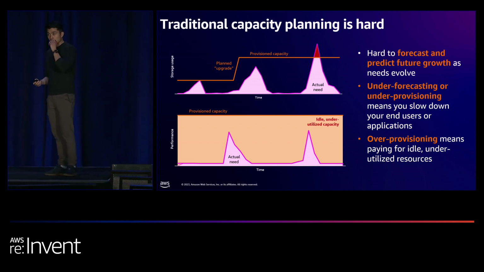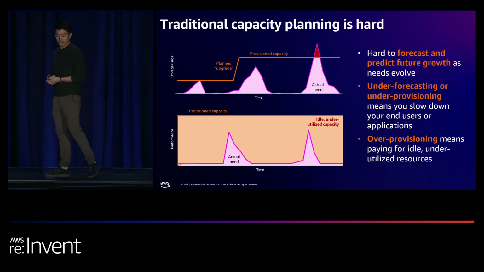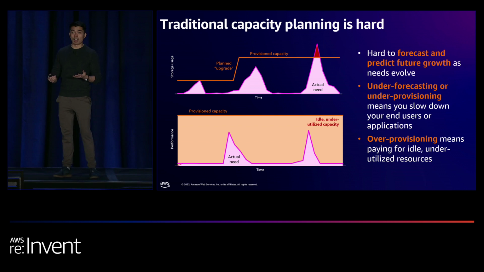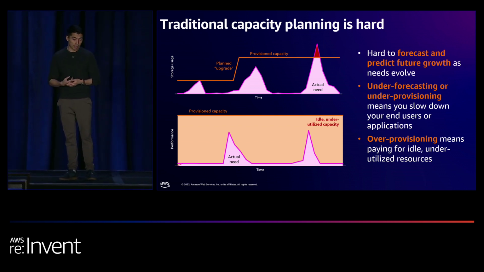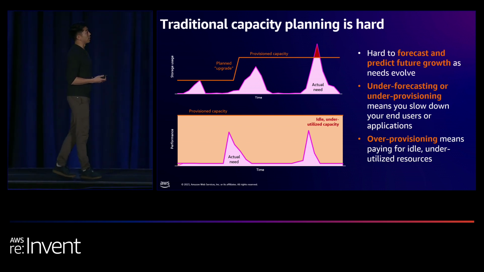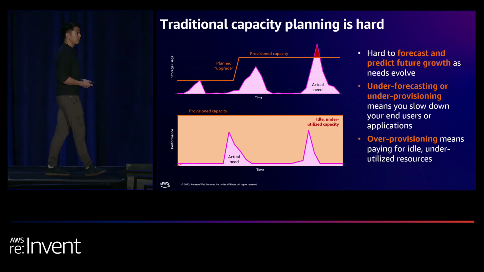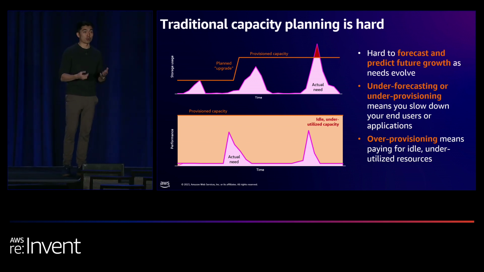And with these challenges, you're really stuck between a rock and a hard place. You can lower costs by under-provisioning, but that means that you end up slowing down your end users and applications and slowing down your ability to extract value from your data.